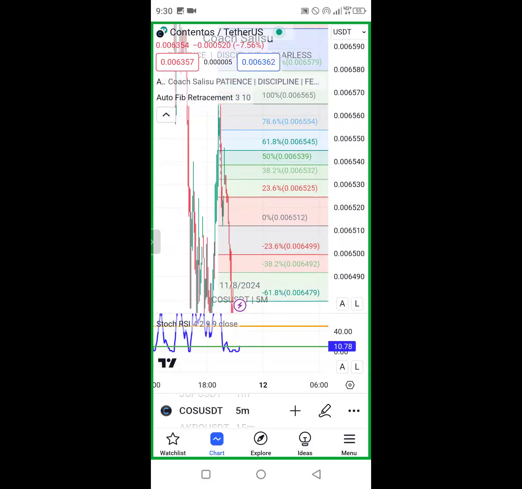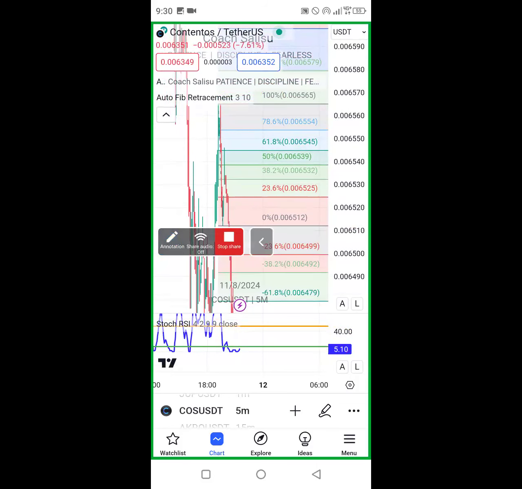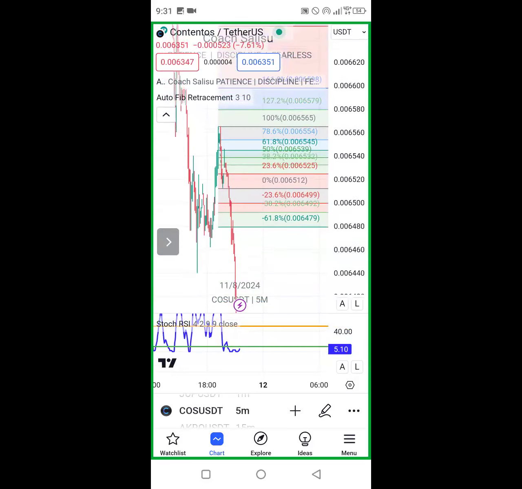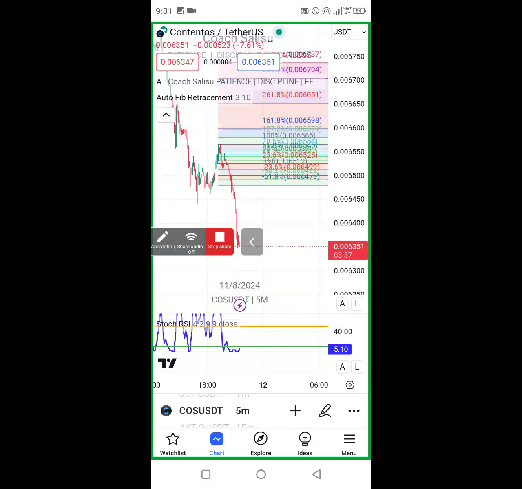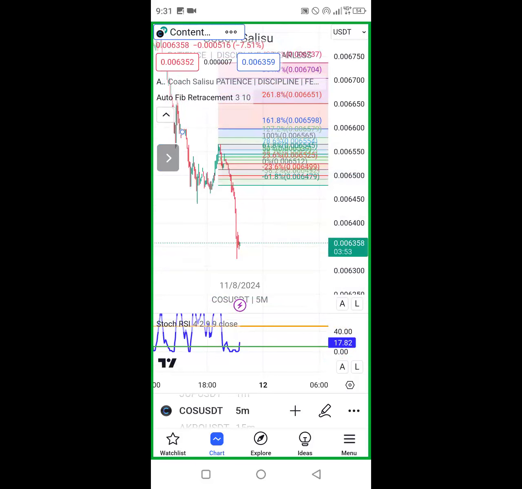This is a downtrend because 0 is at the top, 100 at the bottom. We said for anything that is a downtrend, you just need the current candle to be on the 0% line or below. As you can see, the current candle is below the 0% line. See it? So what you just do is take your 1.5%.